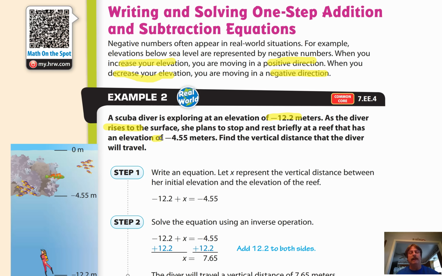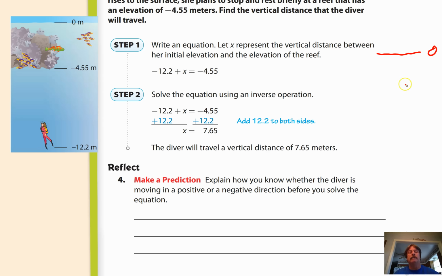I like here that they've created this picture, and this is something I'd always recommend. You're not always going to be given a picture, so if you try to draw a picture to help yourself out, that might help. Elevation, of course, at sea level, you're always at 0, and they gave us that we were at negative 12.2, so I'm just going to put this down here. So that's where the diver was.